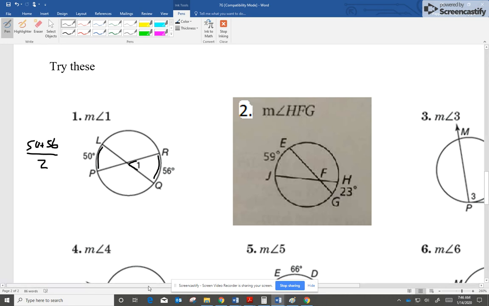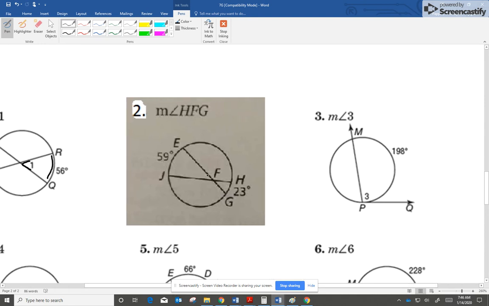Okay, on the next picture, we have angle HFG. Again, on the inside of the circle. Okay, and I have the two arcs, 23 and 59, so we'll go 59 plus 23 and divide it by 2. Okay, again, going back to the rules from the first page.